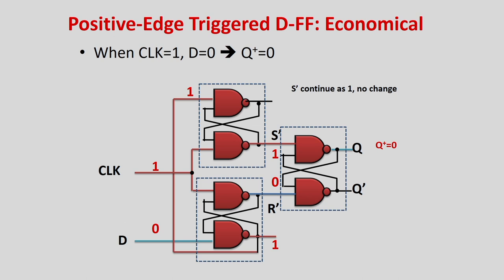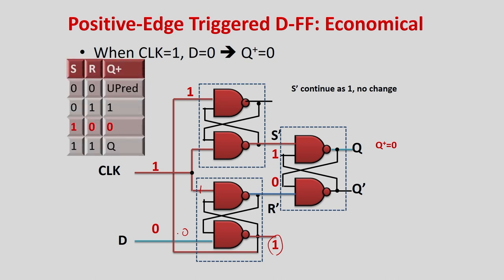And whenever clock is equal to 1 and D is equal to 0, suppose D is equal to 0, clock is equal to 1, then D is equal to 0 makes this thing 1. So, if you look at this, it is 1 0, so it will make this thing 0. And this is 1 and 1. Whenever it sets 1 and 1, whatever the earlier things were will continue. So, 1 was earlier there and it continues. That means now it is 1 0.